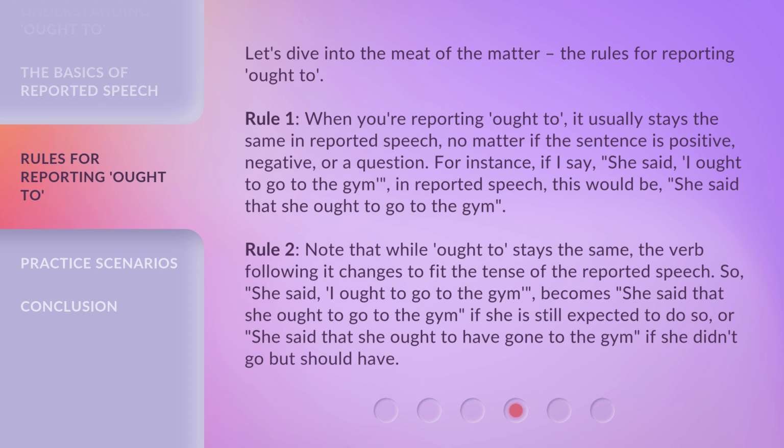Rule 2. Note that while "ought to" stays the same, the verb following it changes to fit the tense of the reported speech. So, "She said, 'I ought to go to the gym,'" becomes, "She said that she ought to go to the gym," if she is still expected to do so, or, "She said that she ought to have gone to the gym," if she didn't go but should have.